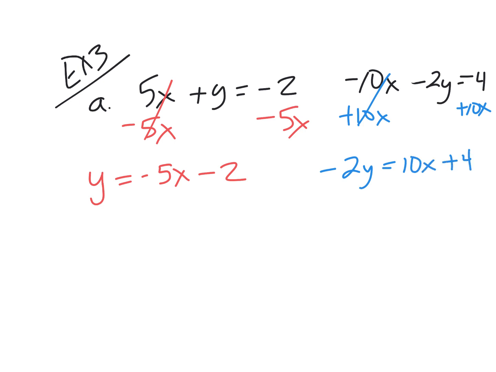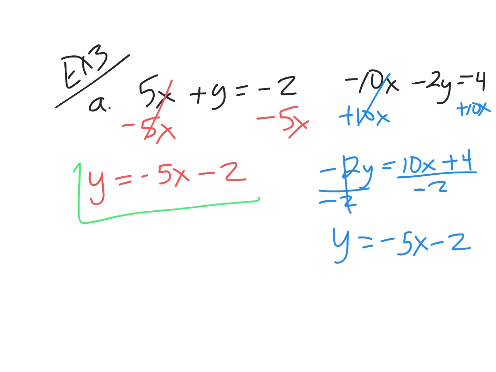Now to get the y by itself, what do we do? Divide by negative 2. Yep. Divide everything over there by negative 2. I get y equals, 10 divided by negative 2 is negative 5x. And 4 divided by negative 2 is negative 2.